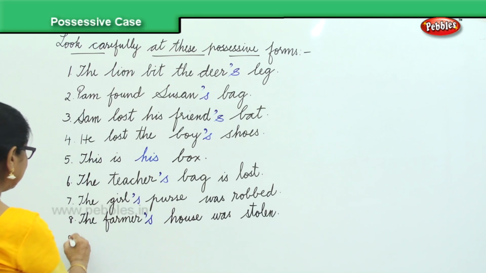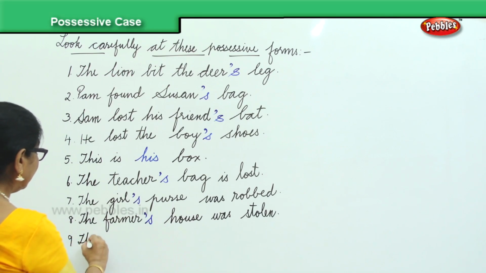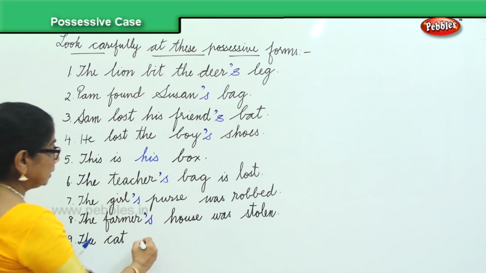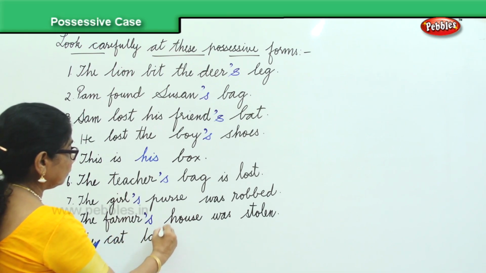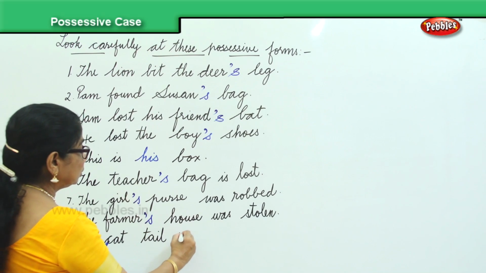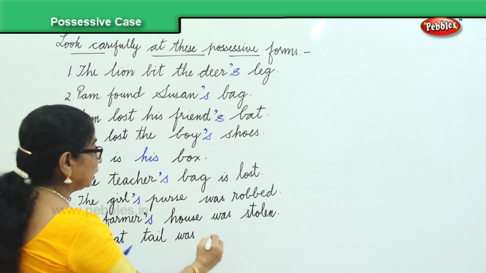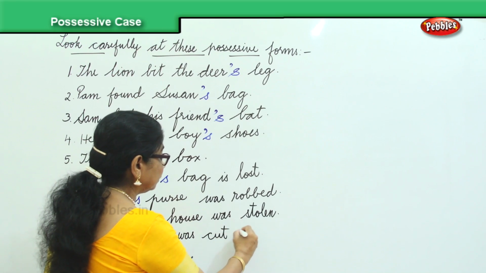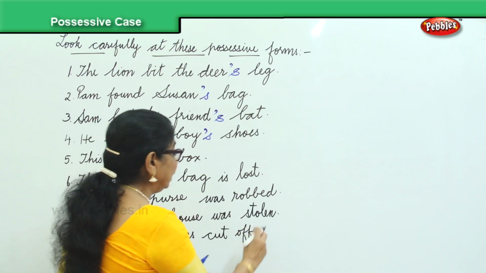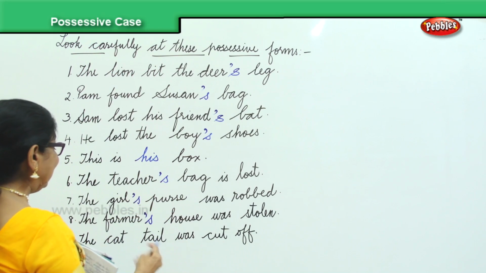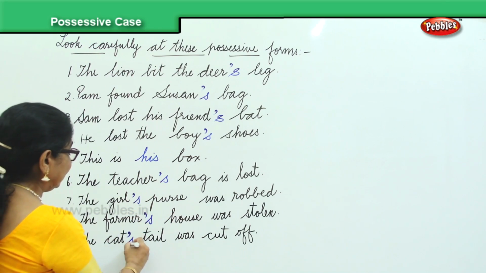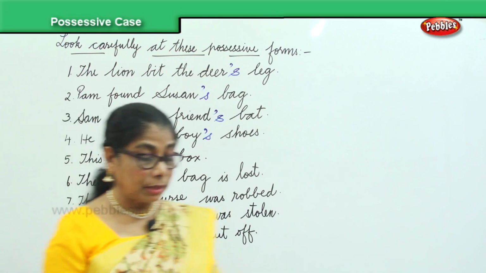The cat's tail was cut off. Whose tail? Cat's. The cat's tail was cut off.